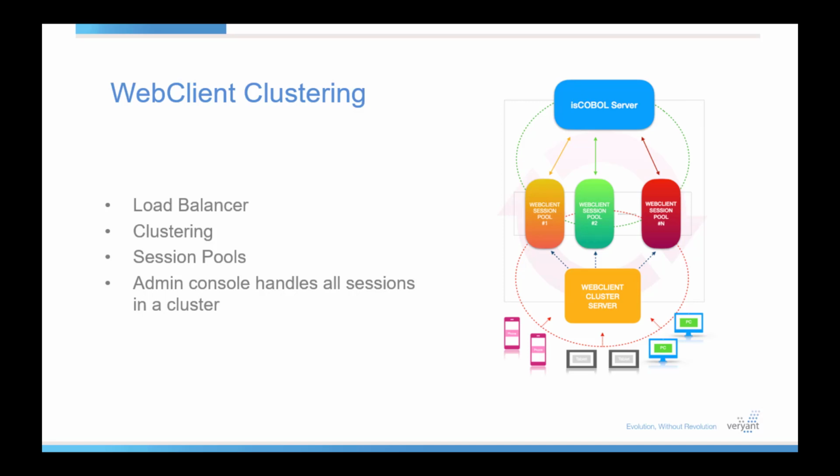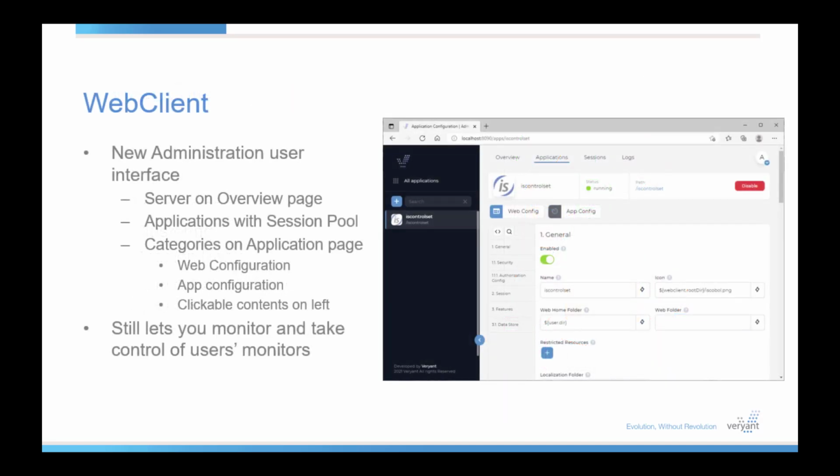And the administration console is still the central place where you can view all connections to all cluster servers and session pools. All of these are connected by a secret key in their configuration file. In the demo later on, we'll look at the new admin screen. It separates the server and application configuration into easily reached sections. You can still monitor your user screens and take control of them if you wish.